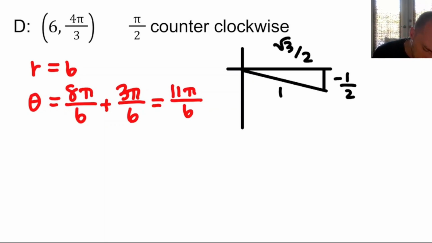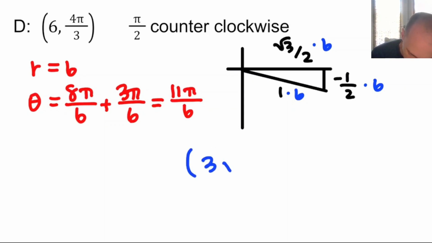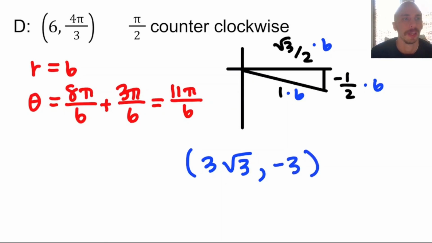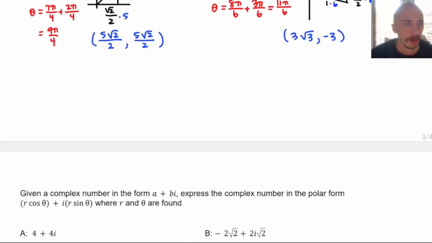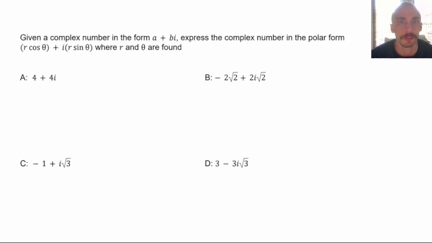But if I want this to have radius 6, I'm going to multiply all 3 sides by 6, and I would get my coordinates being x is 6 over 2 is 3, and negative half of 6 is negative 3. That's how we would get those coordinates. All right, now on to the last page in the complex number discussion.